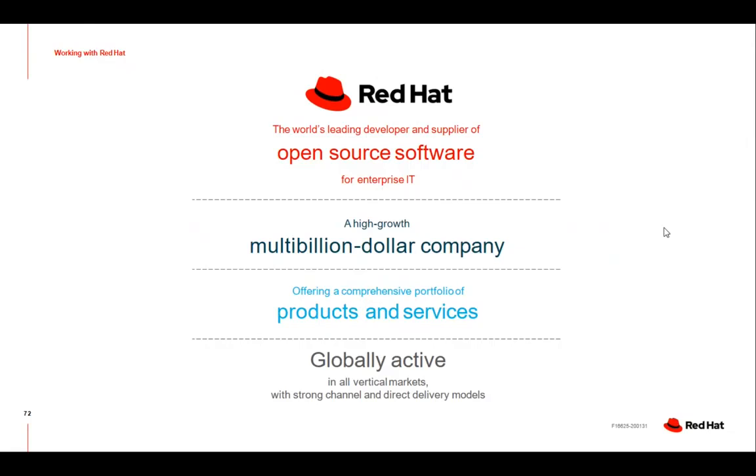So again, just to summarize, you are listening today to the open source story of a leading open source company which provides enterprise open source solutions, a very high growth multi-billion dollar company offering a comprehensive portfolio of products and services, globally active in all the verticals.